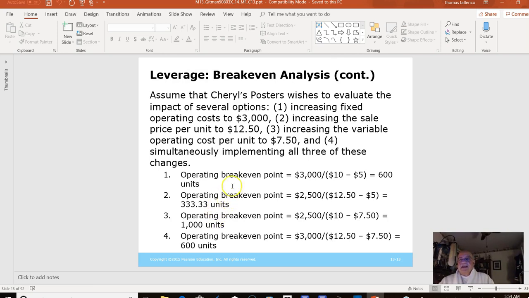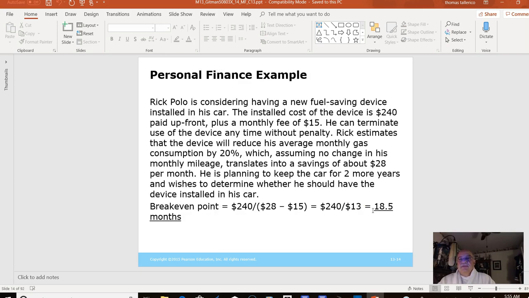Alright, so this again is basically showing you if you start selling more posters, if things change, if they make different constraints. Increase the fixed operating costs, and that's one. See that right here? Change the sale price, and then change the variable operating cost. So there are 3 different scenarios, and then doing them all at once. All 3 at once, so there are actually 4 scenarios. Sorry about that. You're changing all of them, and it tells you how many you have to sell to break even with the different changes.